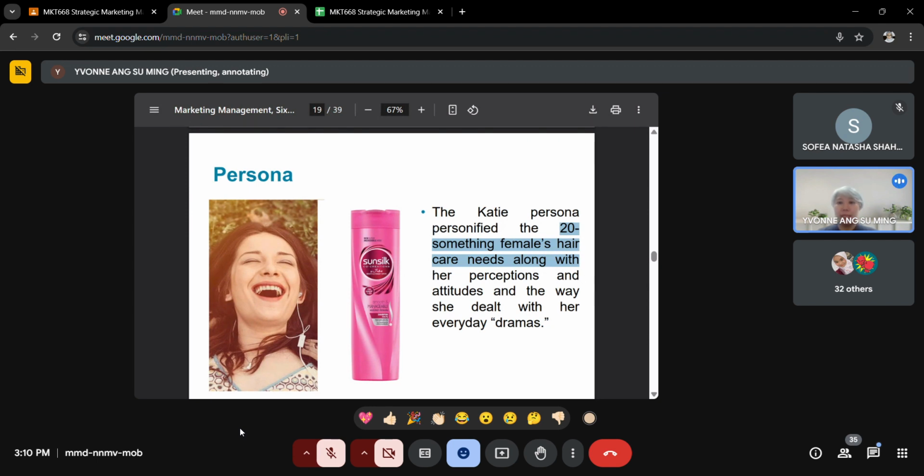And you can see that dia punya description ialah, it's actually Katie, dia bagilah nama dia. And then you can see that dia punya her perceptions and attitudes and the way she dealt with her everyday drama. So hidup dia ada what you call that, ups and downs. Quite an interesting punya life. So a 20-year-old punya female, you can see that this is dia punya persona. And if you actually go to Sunsilk punya website, you will see that this is the image that I actually got from Sunsilk punya website.